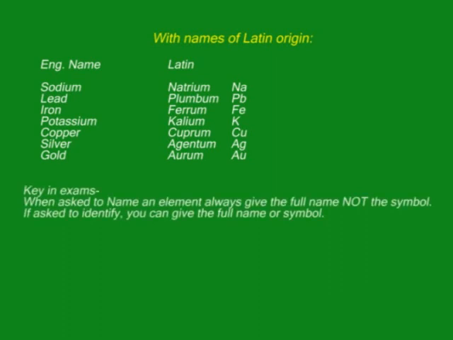An important thing to know is that whenever in exams you are requested to name a compound or an element, you give the name and not the symbol. When requested to identify, you have the option of giving the chemical symbol or the name.